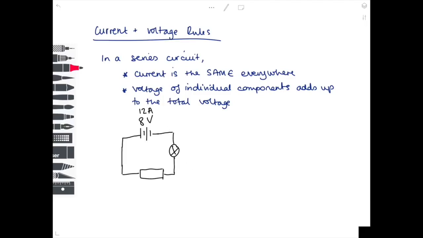However, with the voltage, if you added voltmeters here and here, their readings would not be 8 volts. Let's say that this was 5 volts, the reading. That means that this reading here must be 3 volts, and that's due to that second point, that the voltage of the individual components adds up to the total voltage.